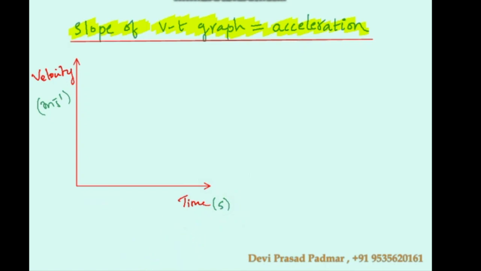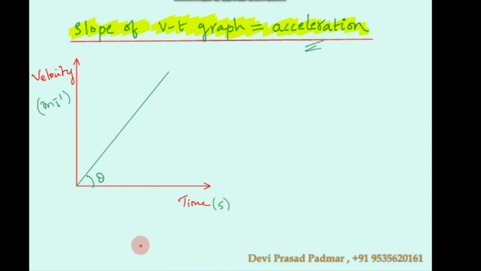So for a particular value, let's consider a simple graph in which the velocity goes on increasing with time, like this. Now, if you know this particular angle, let it be theta, how to calculate acceleration? It is just the slope of the VT graph that gives acceleration. So how to calculate the slope?